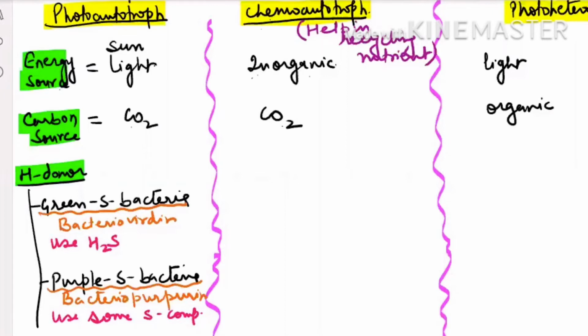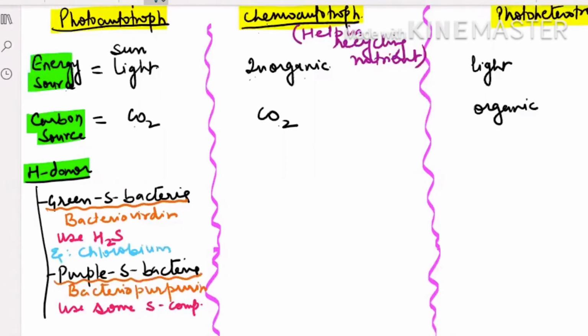Now, green sulfur, so if you know green plants use water, they will break down the water, but these are sulfur, so they are breaking down H2S. And purple sulfur will break down some other compound, but not H2S. Now, examples. Here the example is chlorobium. That is why bacterioviridin is also known as chlorobium chlorophyll.